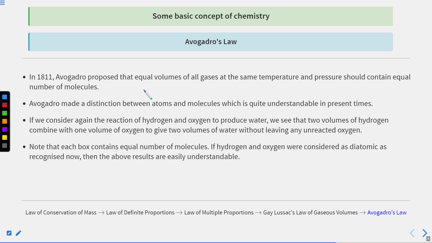Now Avogadro made a distinction between atoms and molecules, which is quite understandable in present times. If we consider again the reaction of hydrogen and oxygen to produce water, we see that two volumes of hydrogen combine with one volume of oxygen to give two volumes of water without leaving any unreacted oxygen. Note that each box contains an equal number of molecules. If hydrogen and oxygen are considered as diatomic, as recognized now, then the above results are easily understandable.